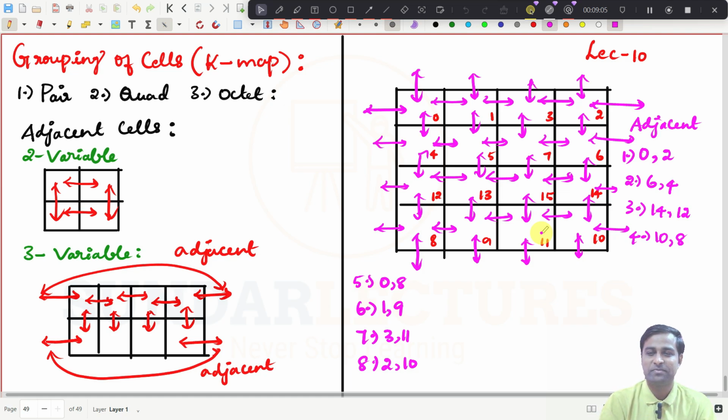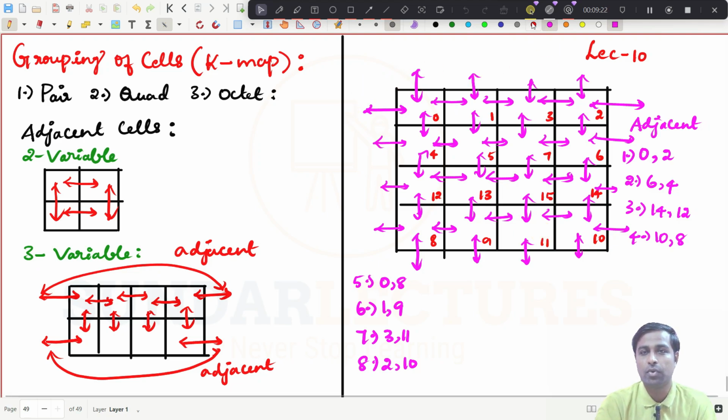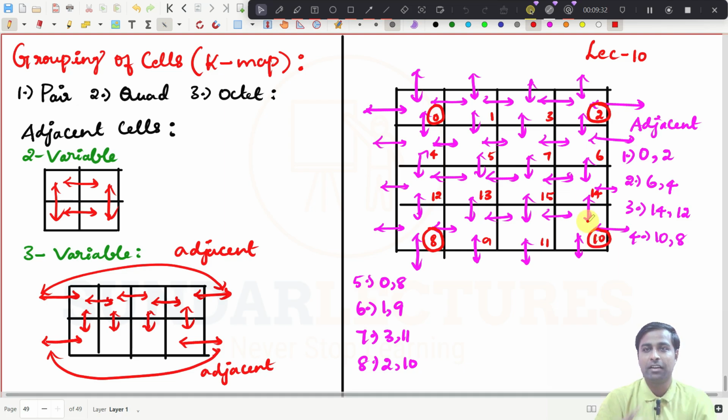For example, I will ask you one thing. If I fold like this as well as like this, then what happens? Try to understand. I fold the map like this and as well as like this, and now what happens there? This 0, this 2, this 8, this 10 will come closer to each other. Try to imagine now. Fold both ways, this side as well as this side.